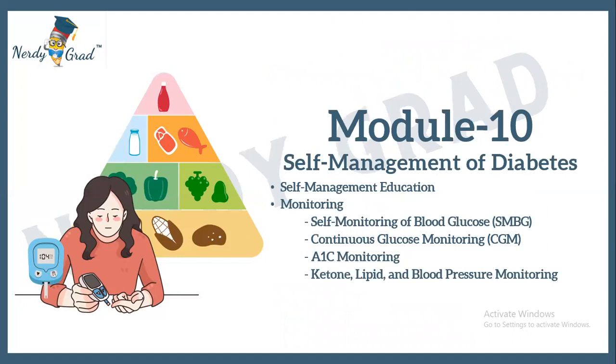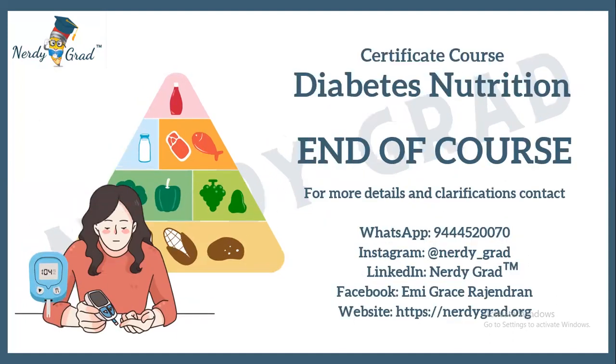It includes self-management education, and under the monitoring part, we'll be discussing three parts: self-monitoring of blood glucose, SMBG, continuous glucose monitoring, CGM, A1C monitoring, and ketone, lipid, and blood pressure monitoring. So this is the overview of the certificate course on diabetes nutrition. We'll be looking in detail in the course part.